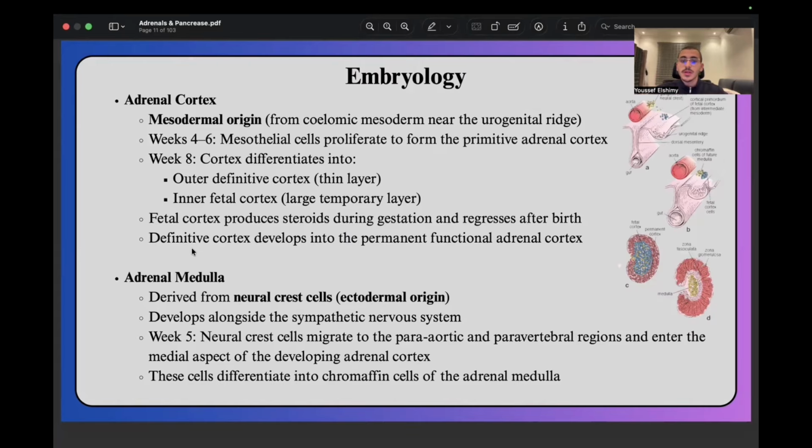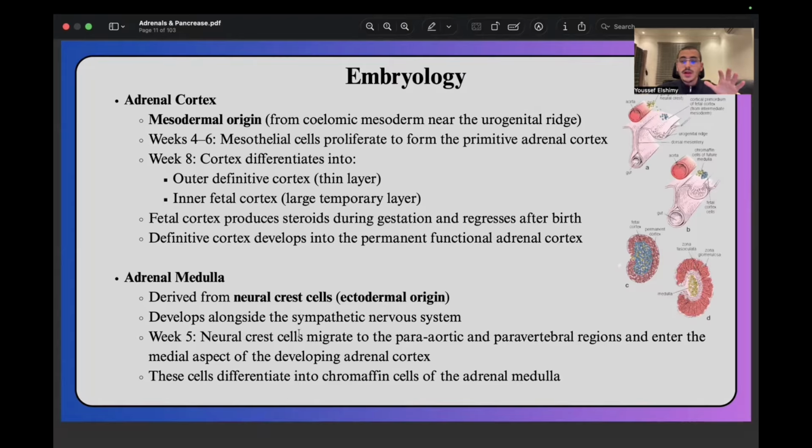Then we have the adrenal medulla. The adrenal medulla is basically a modified sympathetic ganglion. So it's related to the nervous system, the sympathetic nervous system. So it's derived from the neural crest, and the neural crest is basically ectodermal in origin. Okay. And these develop alongside the sympathetic nervous system because we mentioned that it is a modified sympathetic ganglion.